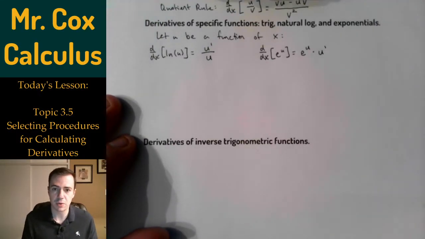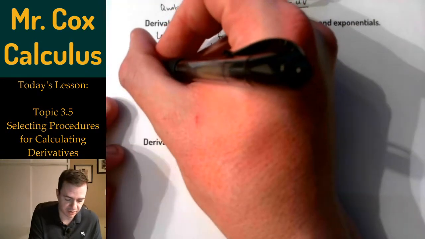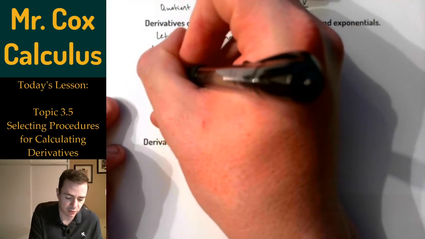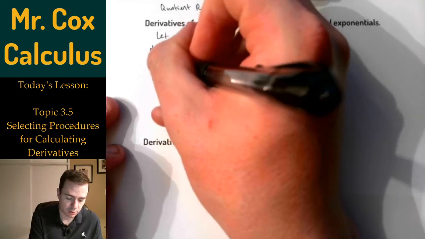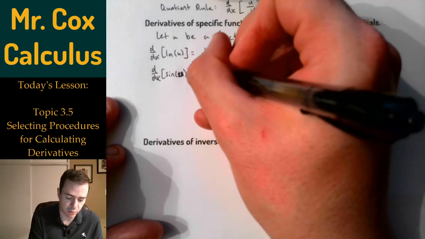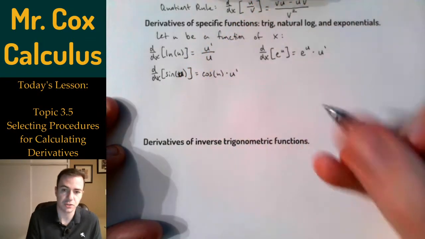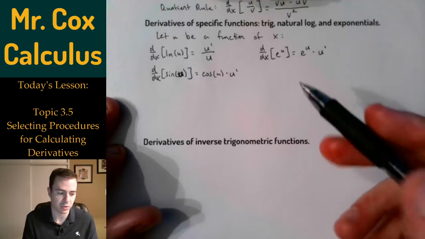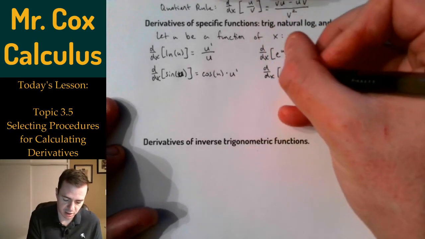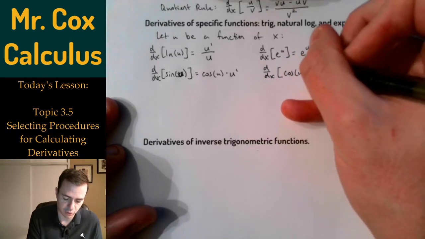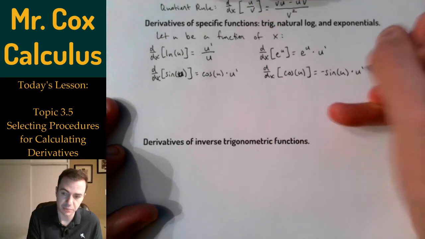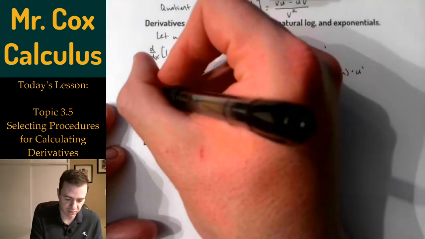And then let's go through and add our 6 trig derivatives here. The derivative with respect to x of sine of u is equal to the cosine of u times u prime. Again, making sure we get the chain rule. The derivative with respect to x of the cosine of u is equal to negative sine of u times u prime. Let's take a look at tangent here.